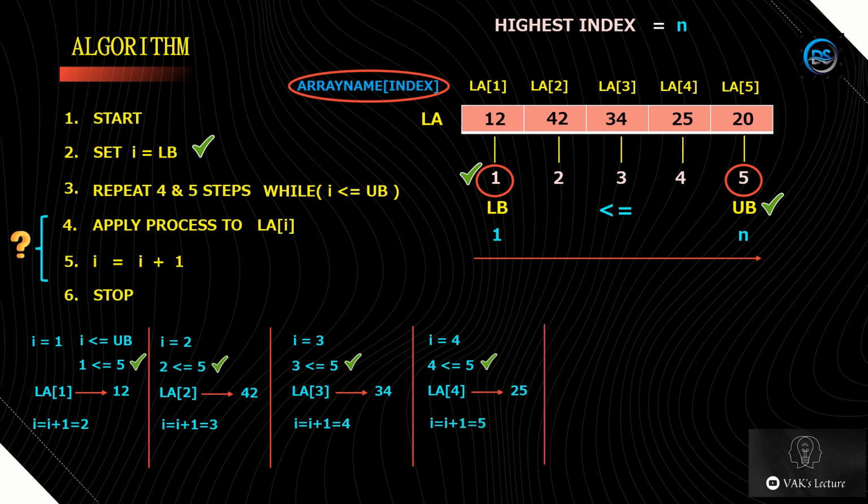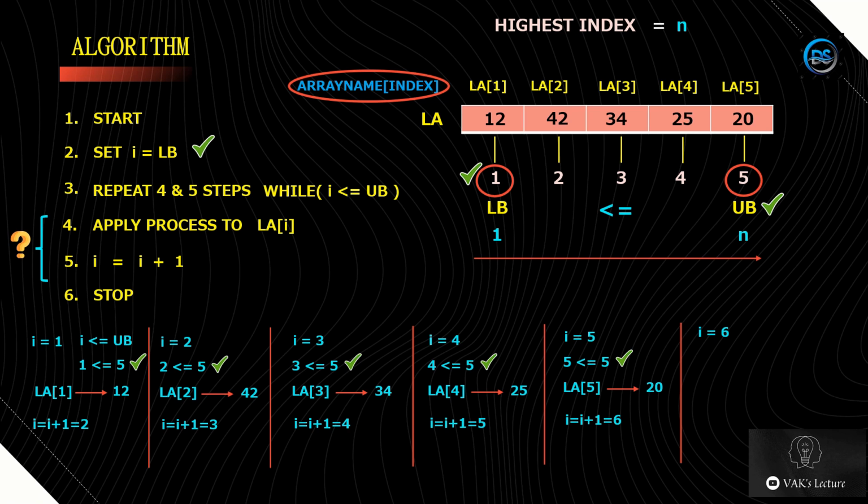I will be 5. Again the control goes upward. It checks the condition. 5 less than or equals to 5. Condition is true. So LA of 5 will be displayed. That is 20. Next I will be incremented. That is 6. I is equals to 6.